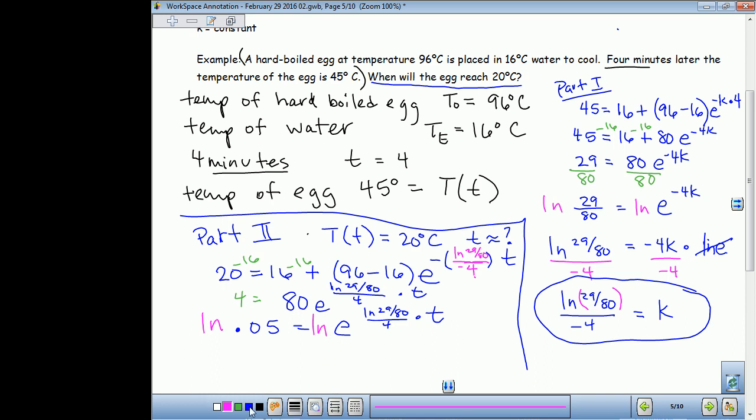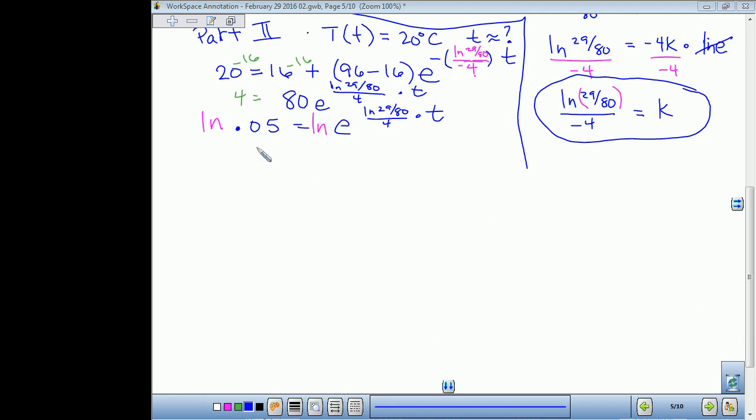So I'm taking the natural log of both sides because I got it down to exponential form.